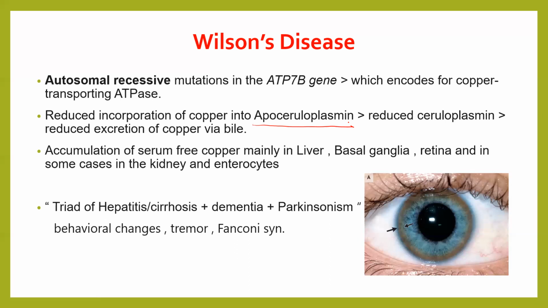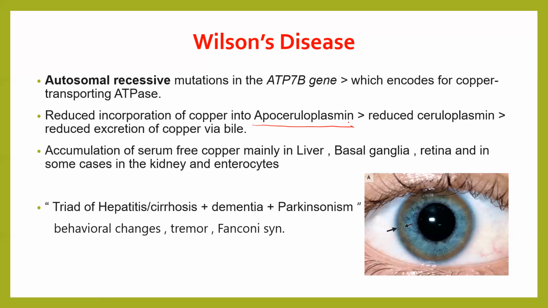and which means we have accumulation of copper. Copper has nowhere else to go because it can't be excreted now. So what it does is it starts accumulating in organs like liver, basal ganglia, retina, and in late cases, it can also affect organs like kidney and enterocytes.